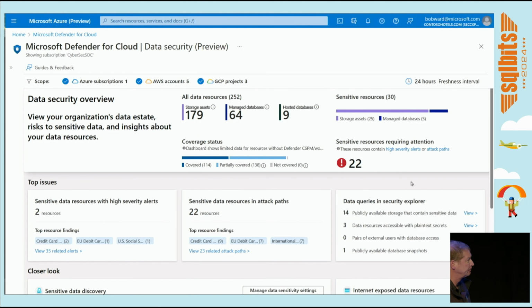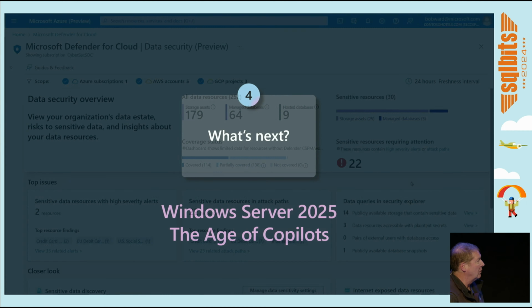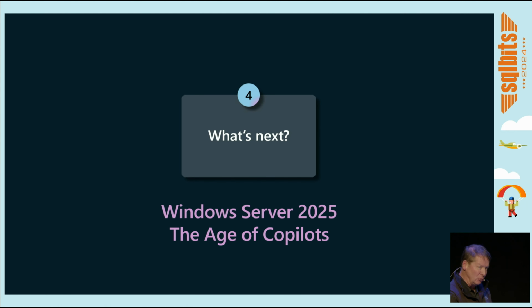Okay, so let's end by talking about some futures. Maybe you've not heard the news. Back at Ignite, we called it Windows Server vNext. They've already announced it's called Windows Server 2025. They have not announced when it's going to launch. But guess what? If you're a Windows Insider, you can use it today. So let's talk a little bit about it.